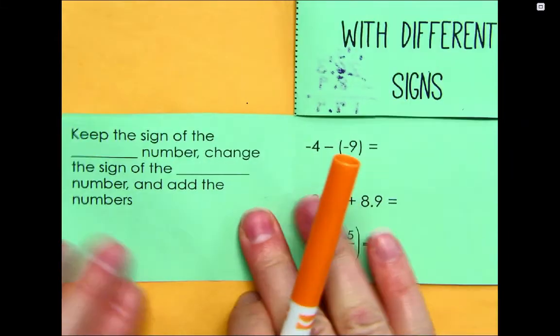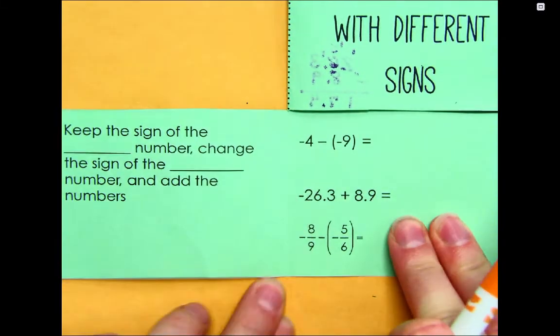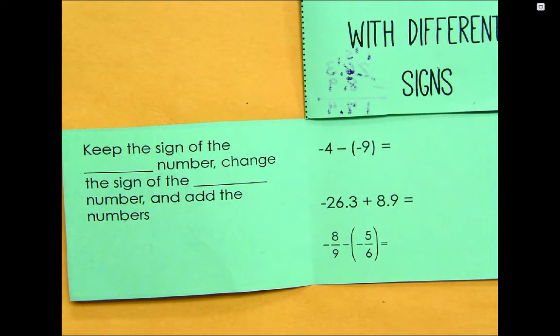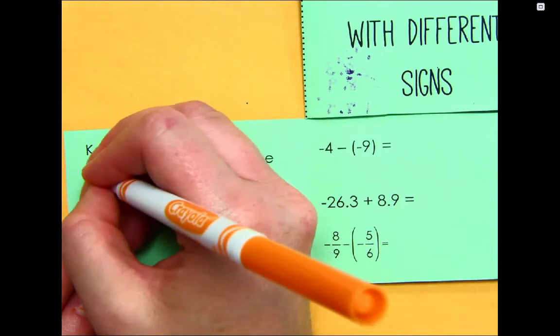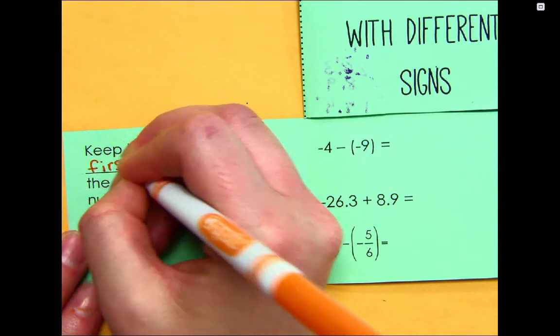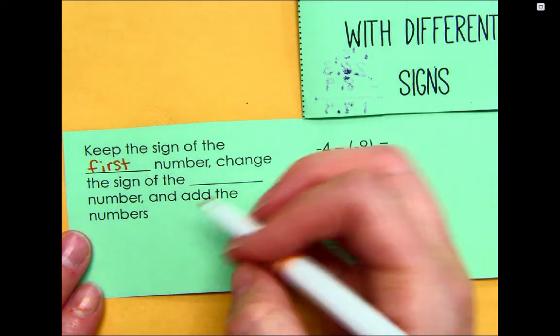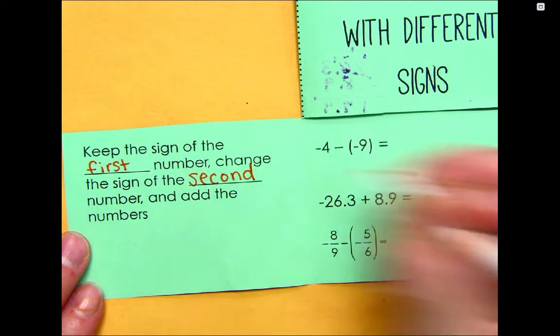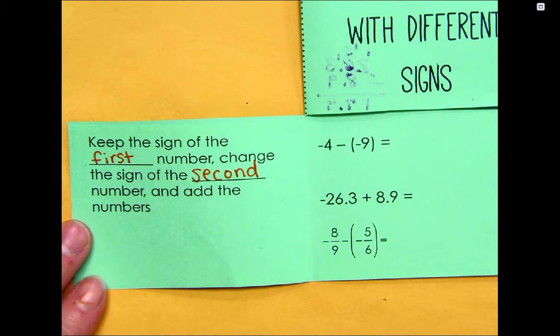Okay. So we are doing subtracting numbers. In order to subtract numbers, it says keep the sign of the first number, change the sign of the second number, and add the numbers.